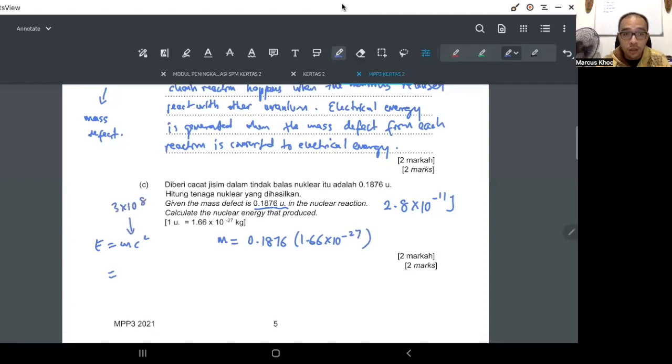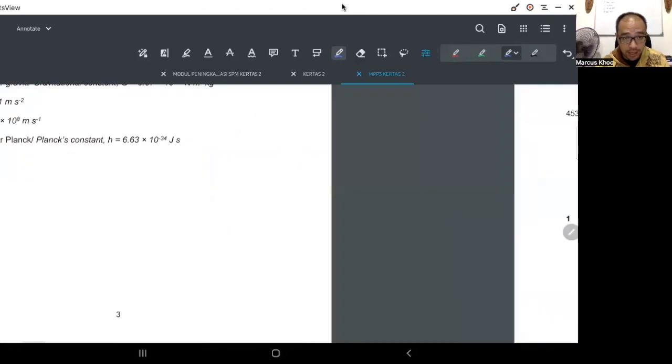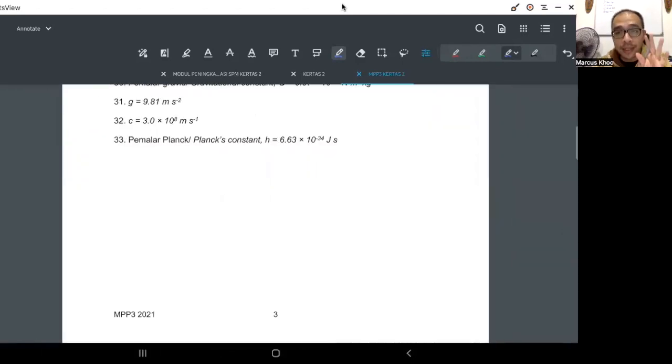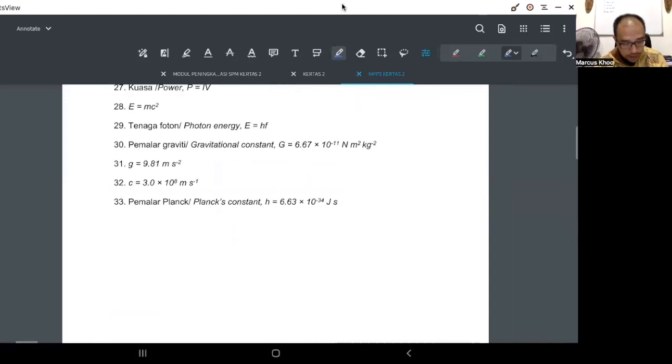If you're not sure about where the c value is, sometimes, I'm not saying all the time, they will give you the value in the front. In case they don't give you these values, check the formula list.